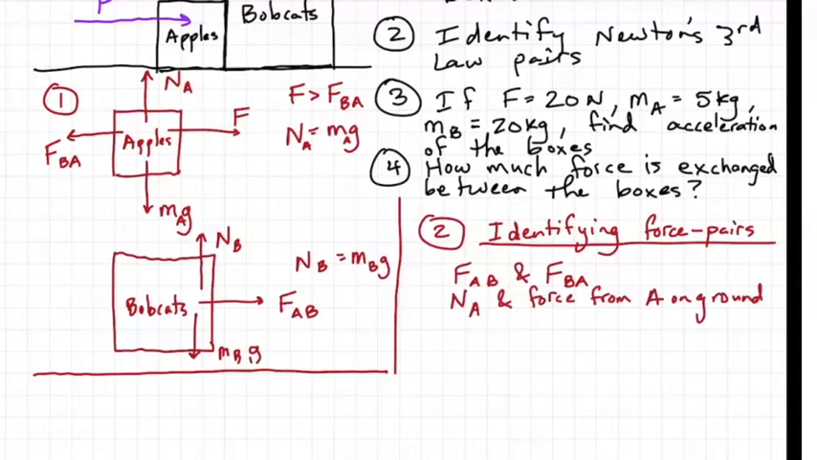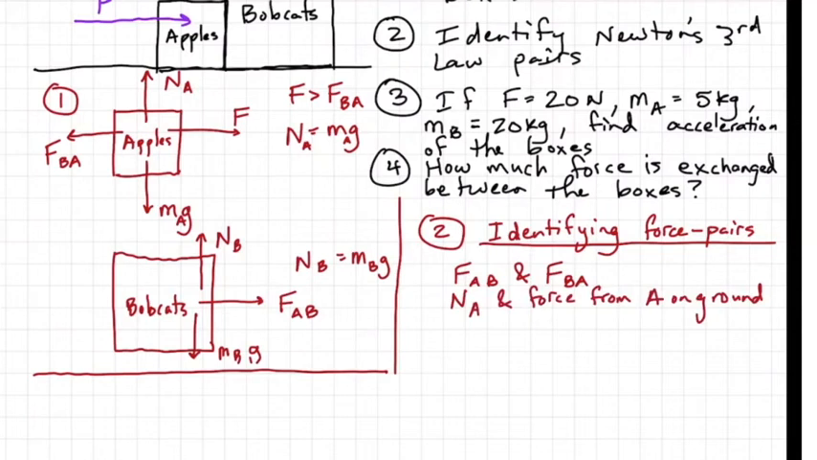It's tempting to say that the force of gravity on the apple box is the paired force with NA, but that is not correct. The normal force here has nothing to do with the gravitational force. The gravitational force would exist whether or not the apple box was in contact with the ground. So you can see that they can't be paired, because if I just lift the apple box off the ground, suddenly there's no normal force with the ground at all, but there is gravitational force.